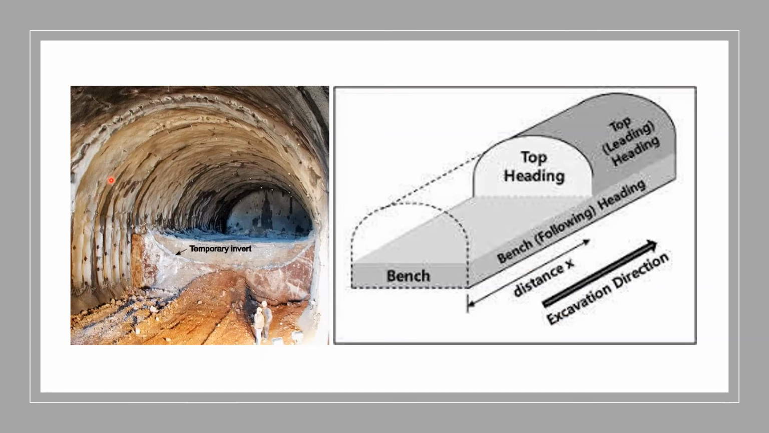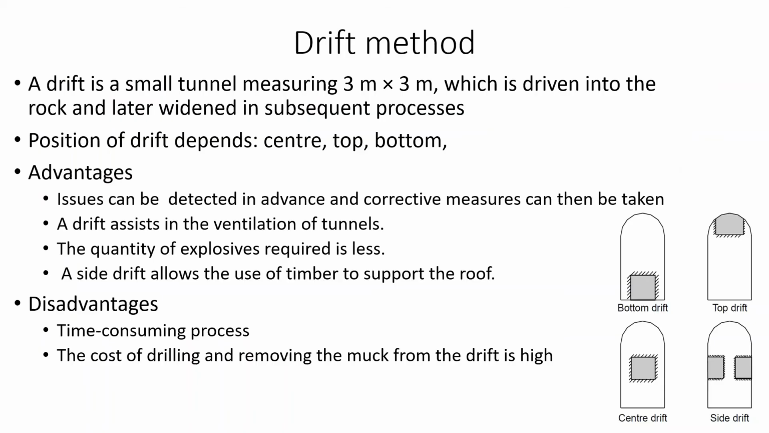So this figure you can see here is an example of a tunnel that is bored by the heading and bench method. First the head portion, here you can see it has proceeded up to here, and then the bottom portion can be done. So this is the direction of excavation. The top heading is done, the tunneling of the top heading is done, then the bench portion follows it.